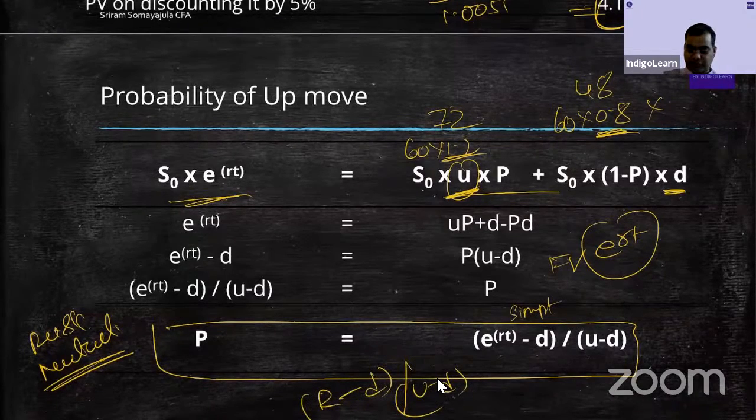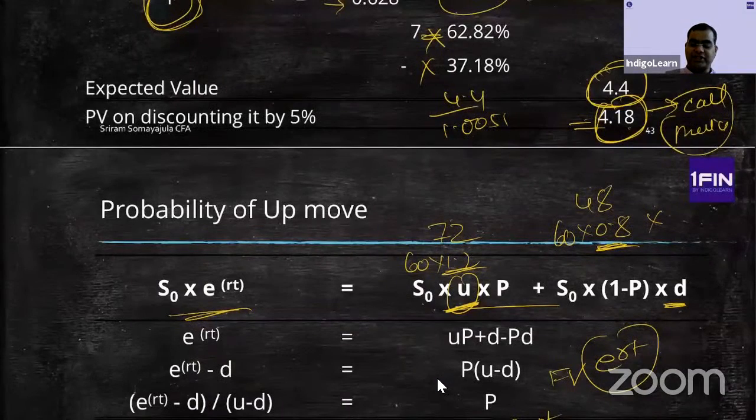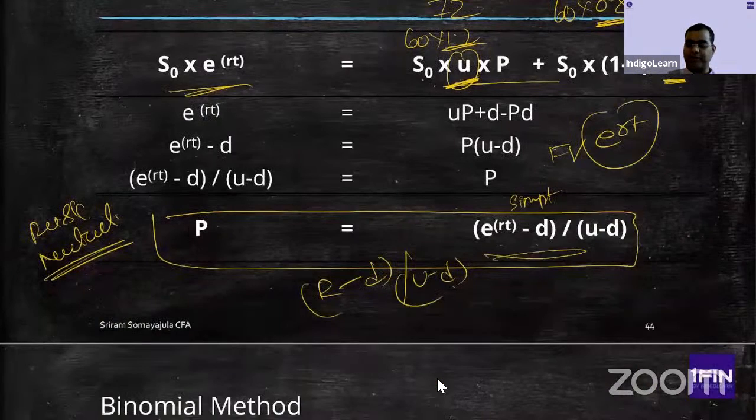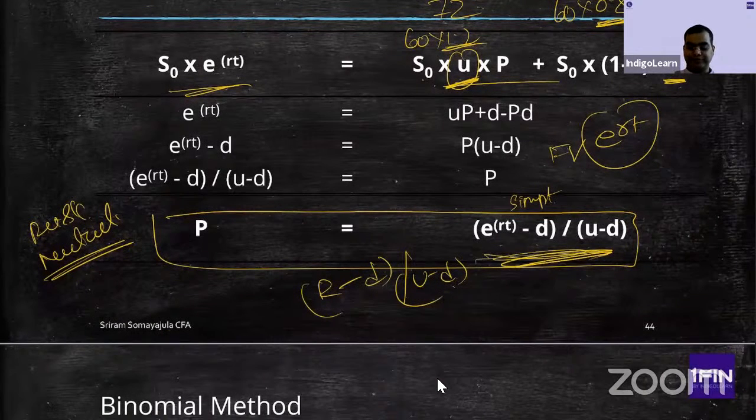You can remember this formula, or if you remember this logic, that future value is equal to the expected value of the shares, you can also derive it. As you solve more and more problems, you'll remember this formula automatically. So please don't get worried unnecessarily. You'll remember this formula 100%.